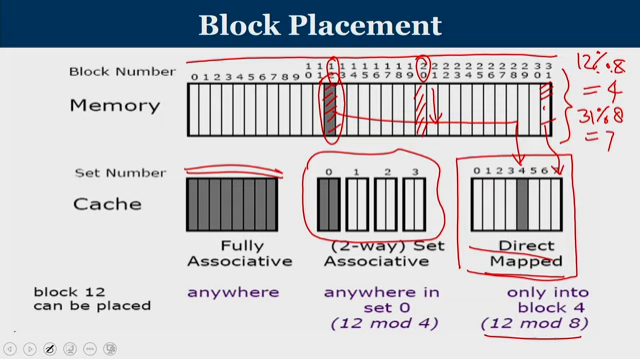Then my 12 gets mapped into 12 mod 4. Why 4? Because I have only 4 sets: 0, 1, 2 and 3. I have 4 sets, so 12 mod 4 is 0. So the contents of block number 12 will get mapped into set 0. Now in set 0 there are 2 blocks, and you can reside in either block. So it is a fusion of direct mapped cache as well as fully associative cache.